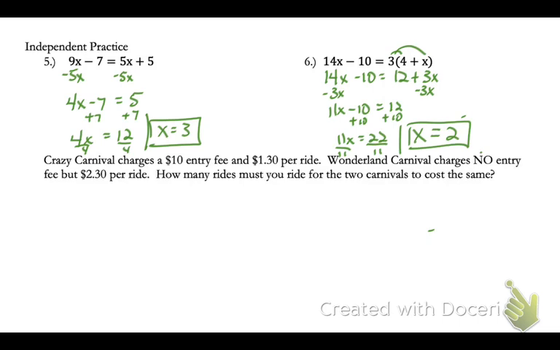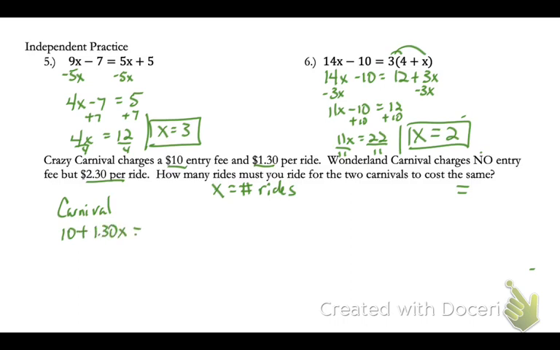So to write an equation, we have to first locate what's our unknown. So we need to know how many rides. So let's let that equal our variable. So x in our equation will stand for the number of rides. Notice we're looking for how many rides when the carnivals cost the same. When you see the word same in math, that means equal. So we're going to write an equation where we have an expression for Crazy Carnival, what it charges, and set it equal to Wonderland Carnival.